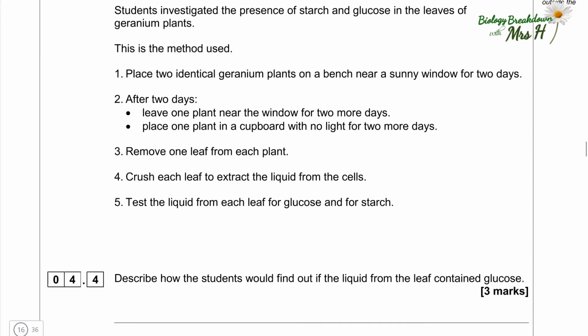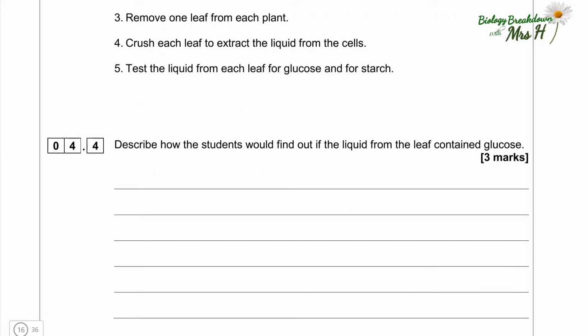Students investigated the presence of starch and glucose in the leaves of geranium plants. This is the method used. Place 2 identical geranium plants on a bench near a sunny window for 2 days. After 2 days, leave 1 plant near the window for 2 more days. Place 1 plant in a cupboard with no light for 2 more days. Remove 1 leaf from each plant, crush each leaf to extract the liquid from the cells, and test the liquid from each leaf for glucose and starch.